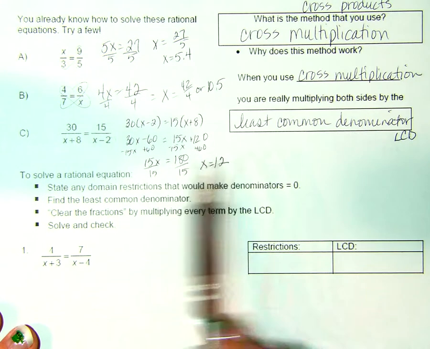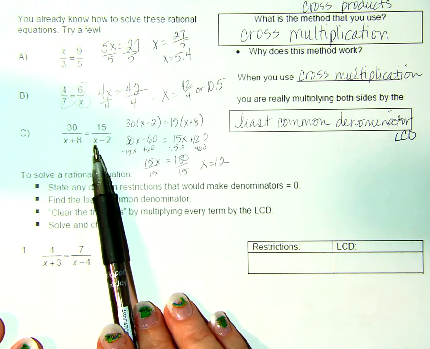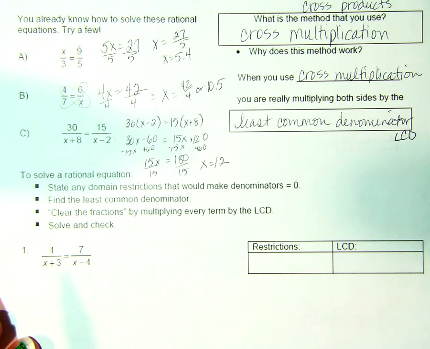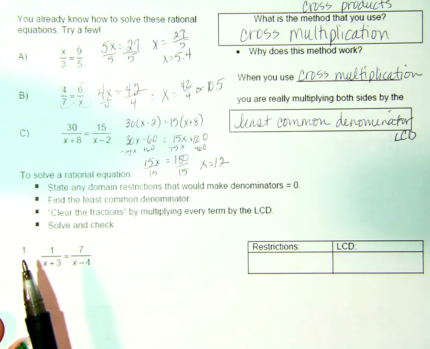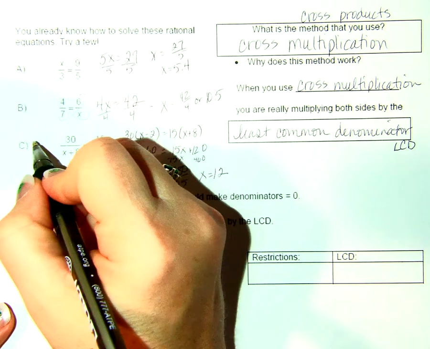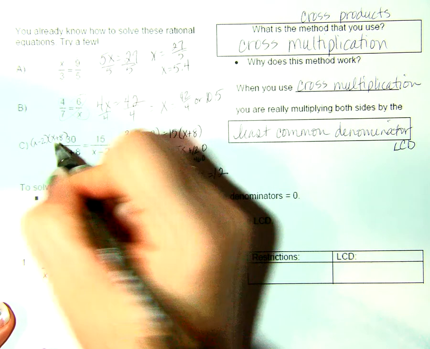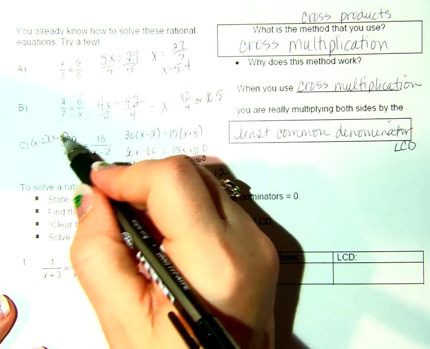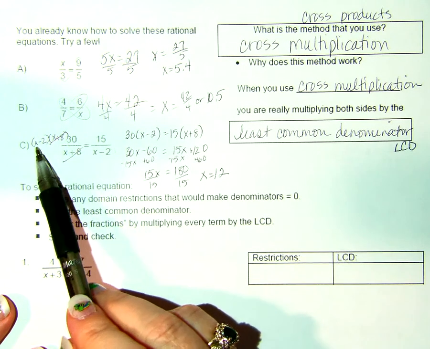So what we're actually doing is multiplying both sides by the least common denominator. Remember back to last week, what would be our common denominator between these two? When in doubt, multiply them together, right? So watch what happens. If I multiply this side by x minus 2 times x plus 8, what happens to the x plus 8s? That's 1 over 1, right? What am I actually left with? Oh my gosh, 30 times x minus 2.